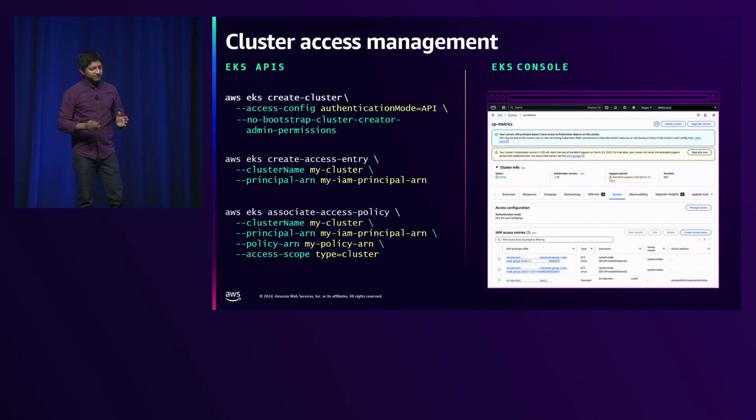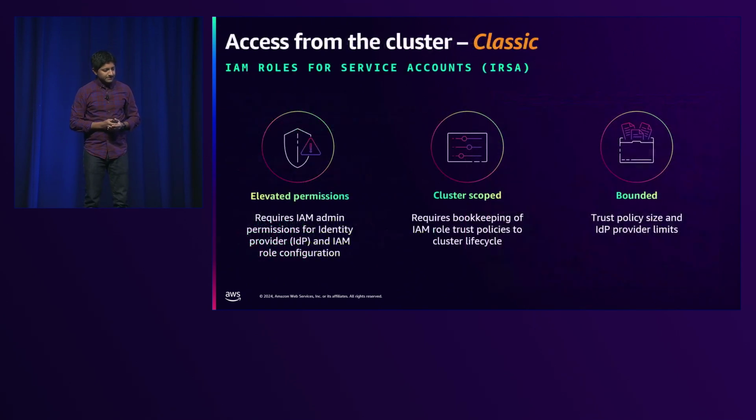Cluster Access Management is available both through APIs and console, so you have the flexibility there. All right, so the first part I talked about is how can you set up access into the cluster. Now we'll move on to, you have an application running in the cluster. Most likely you might need to access an AWS resource.